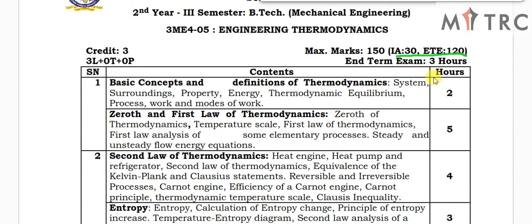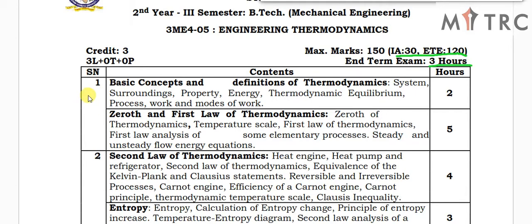The end term exam will be of 3 hours. So we have to prepare well so you can get maximum marks and score very well. We will start from the first unit. It has a total of 5 units.